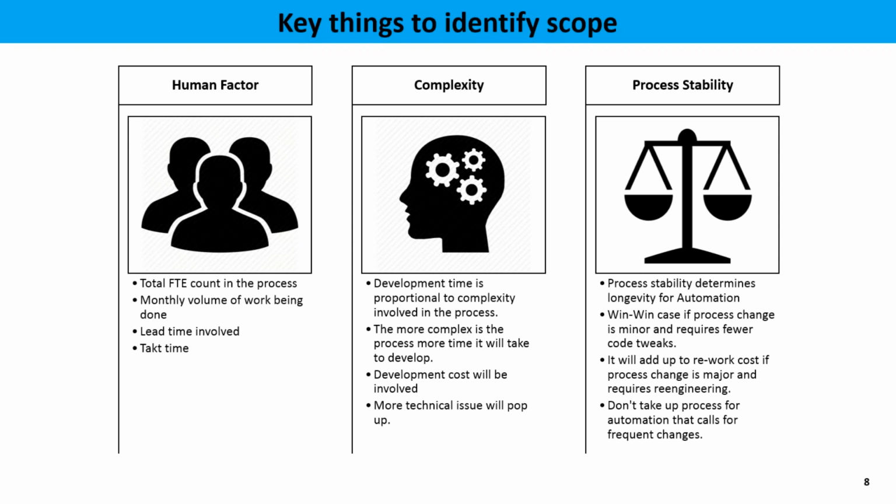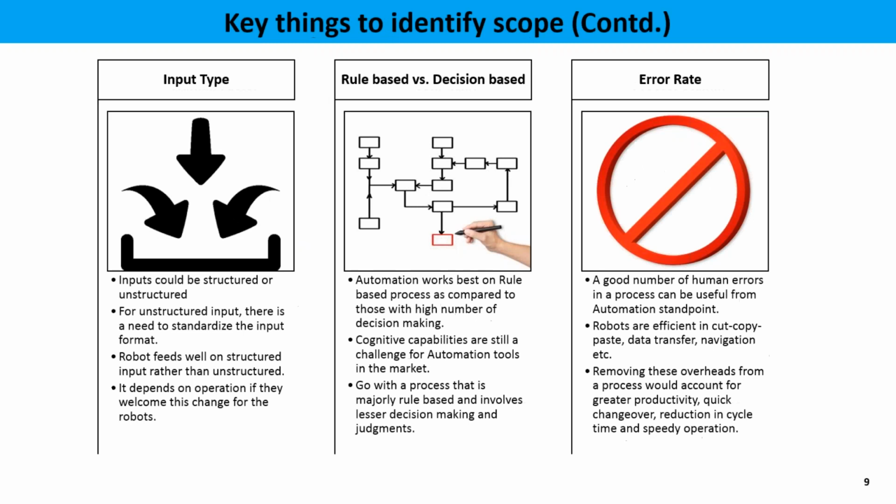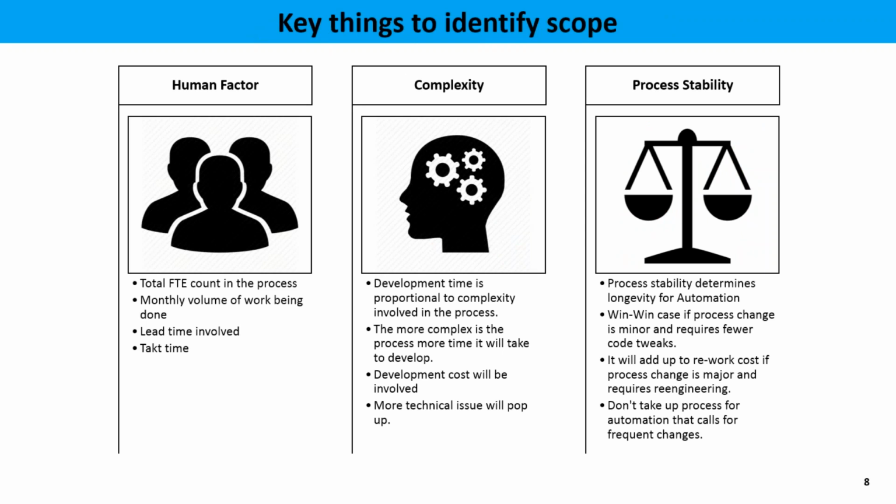So we have the human factor, complexity, process stability, input type, rule-based versus decision-based, and error rate. We'll go one by one. What is the human factor? Here, as a solution architect or a project manager, you have to think both ways. If I am going to automate a process, how many FTE, full-time employees, am I going to release, how many developers will be needed to design it, and how many FTE will I get from that? So the total FTE count in the process, monthly volume of work being done, lead time involved, and takt time.